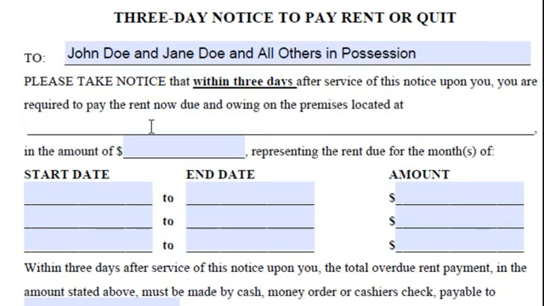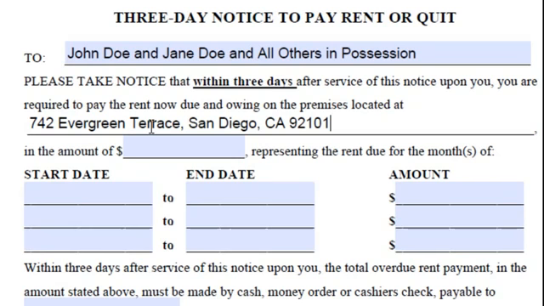Okay, now we need to put the address of the premises. Here we're going to use 742 Evergreen Terrace, San Diego, California, 92101. Pretty sure that address does not exist in San Diego as a made-up address, and I truly hope that's the case, because this is just for demonstration purposes, not supposed to be a real person's address.